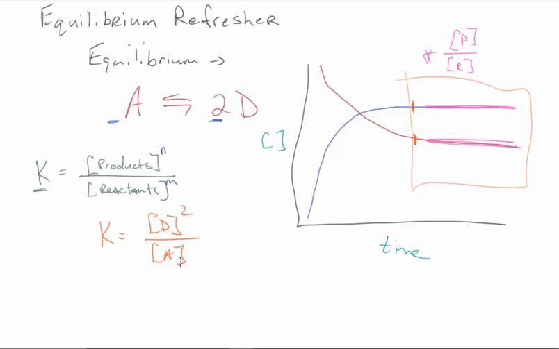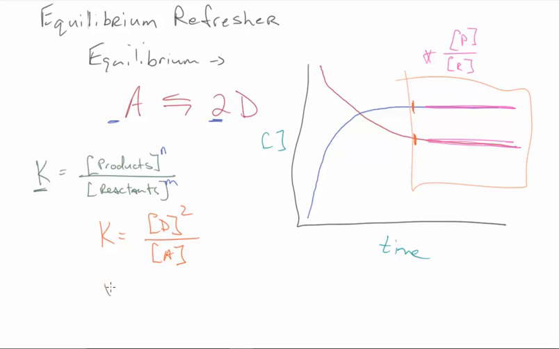Because remember, equilibrium expressions are products over reactants. Coefficients become exponents, all right? And so it's important that you get that step down. Equilibrium expressions are products over reactants, and coefficients become exponents.